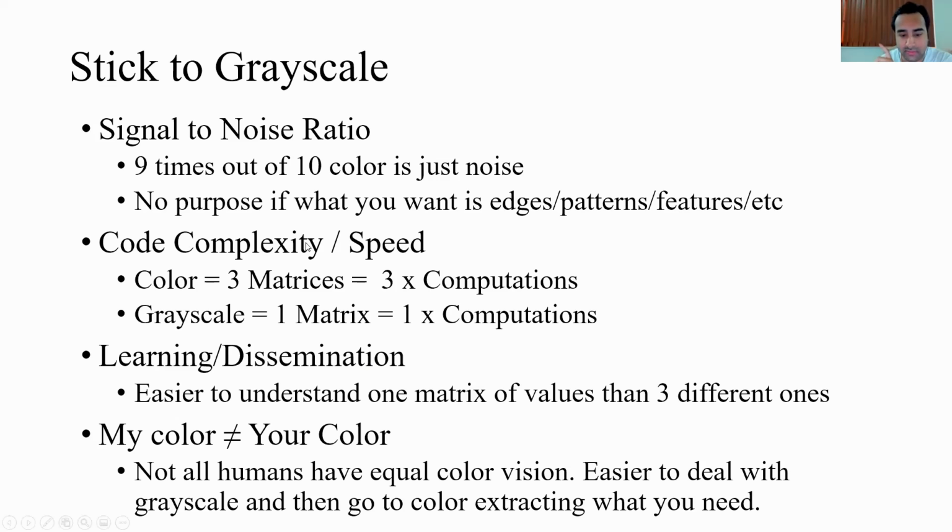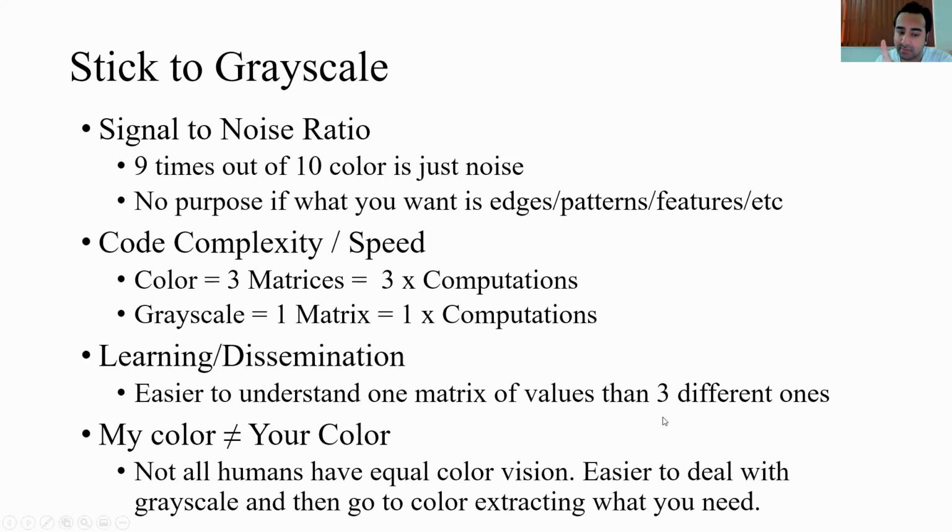It also speeds up code complexity and speed. So imagine if it's color, it's 3 matrices, 3 times computation. Grayscale, 1 matrix, 1 computation. And then for learning and dissemination purposes, it's easier to understand these math formulas and everything if you do it on 1 matrix as opposed to doing it on 3 different ones.